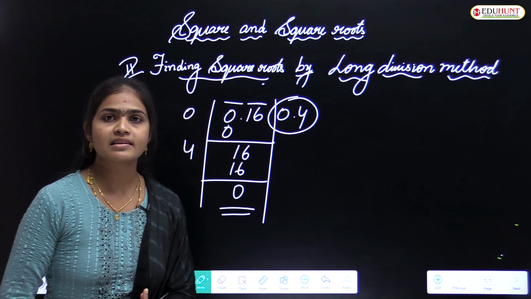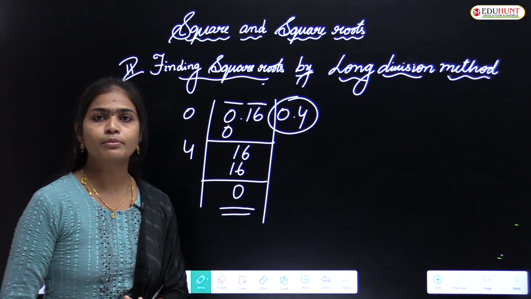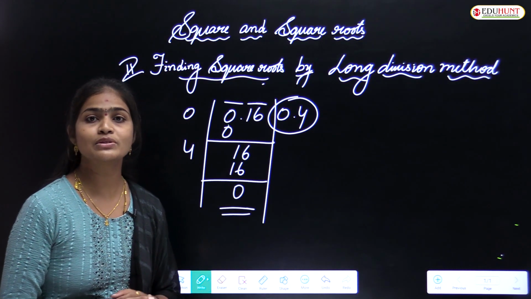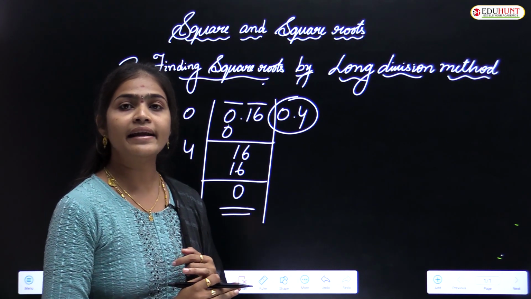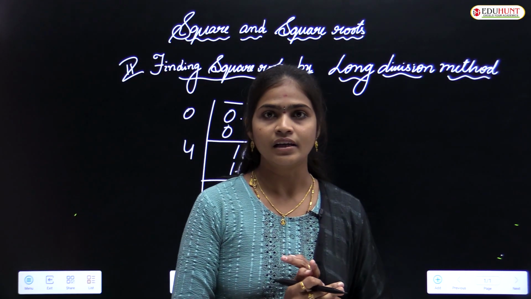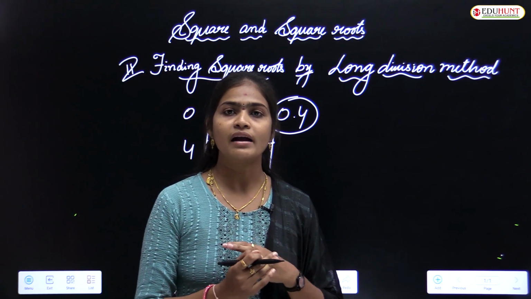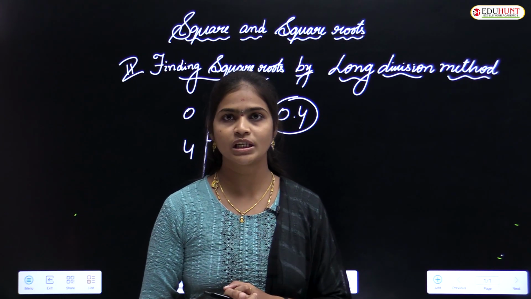Okay, so what we discussed in this video is how to find the square roots of given numbers by using the prime factorization method, and in the same way the long division method. Okay, so up to here your topic is completed. Next, if you have any doubts we will see them in the worksheet part.